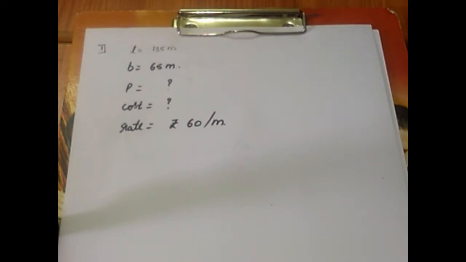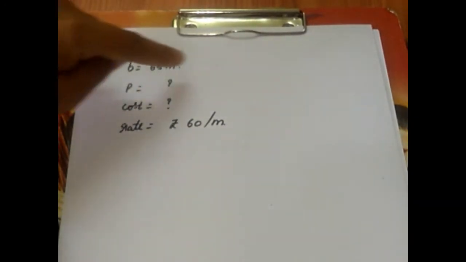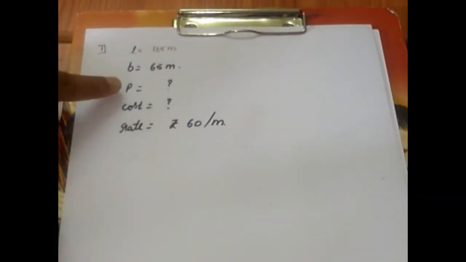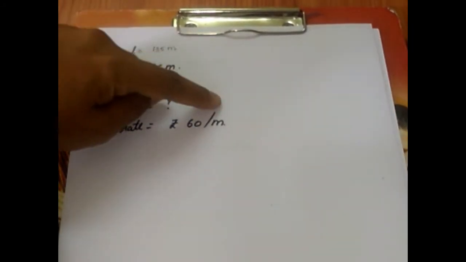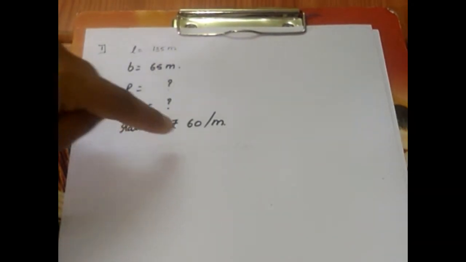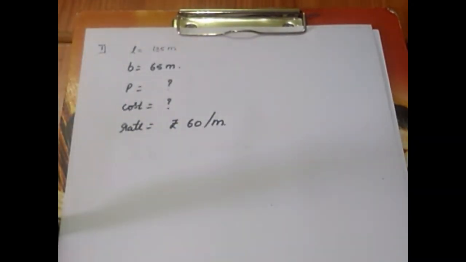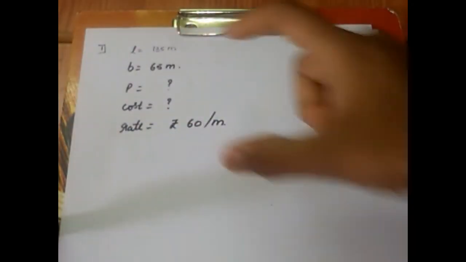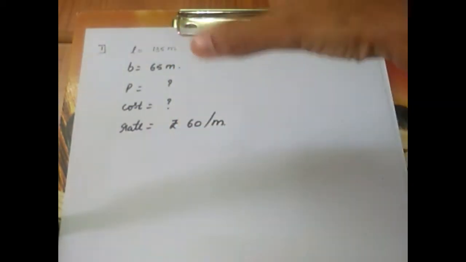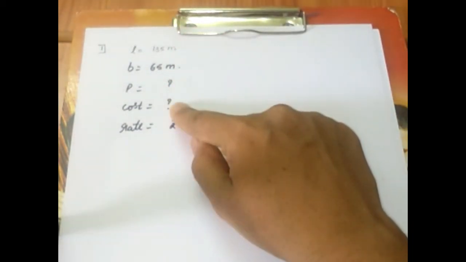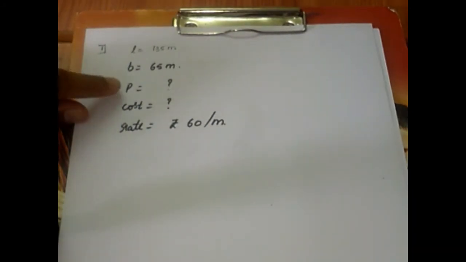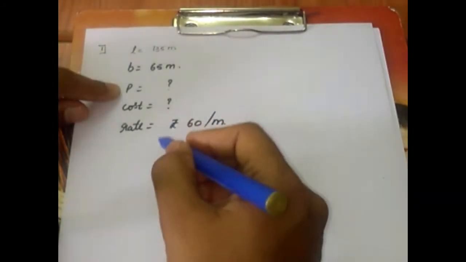So as per the given question, length and breadth are given as 135 meter and 65 meter respectively. Perimeter has to be calculated and the total cost of fencing should be calculated. Rate is given as rupees 60 per meter. This is the summary of the question. So if you are able to write this much, what is given, what has to be calculated, then half of the problem is solved. So read the question once again slowly and list out the given items. So what I need to calculate first is the perimeter.